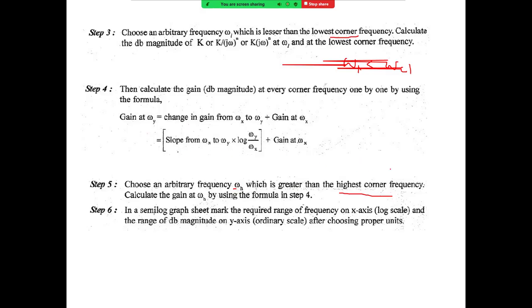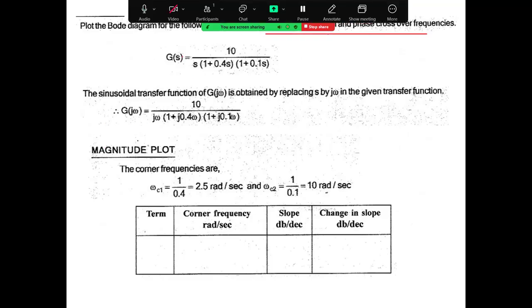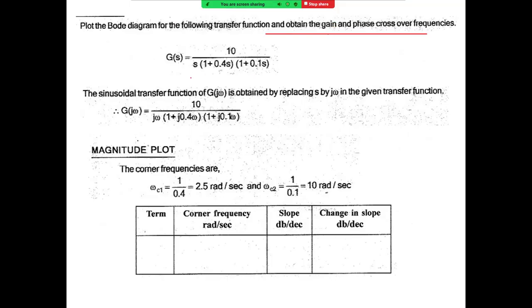Let's see one model problem related to this. Here is the given question: plot the Bode diagram for the following transfer function and obtain the gain and phase crossover frequencies. So we need to draw the Bode plot first, and then calculate the gain crossover frequency as well as the phase crossover frequency. What is the given function? G of s equals 10 by s into (1 plus 0.4s) into (1 plus 0.1s). This is the given transfer function.